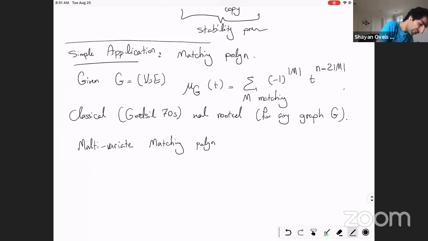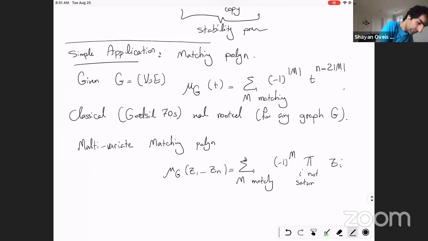So what is the multivariate version? It's basically the same. You sum over all matchings m, minus 1 to the m, product of zi, where i is not saturated in m. Now what I'm going to show in a second is that this polynomial is real stable. And if I show that, I'm basically done, because you can just substitute zi with t by symmetrization.